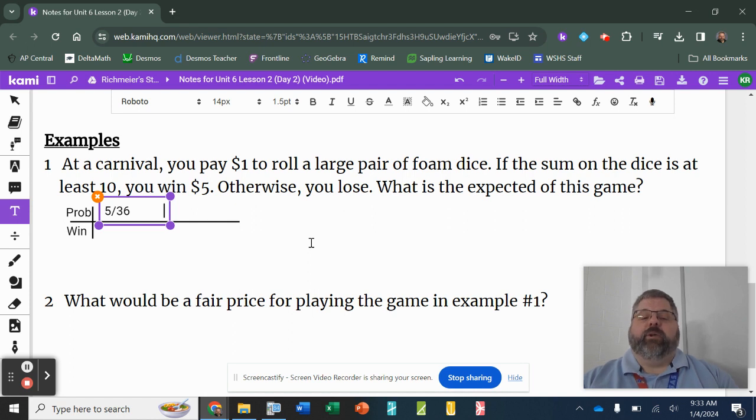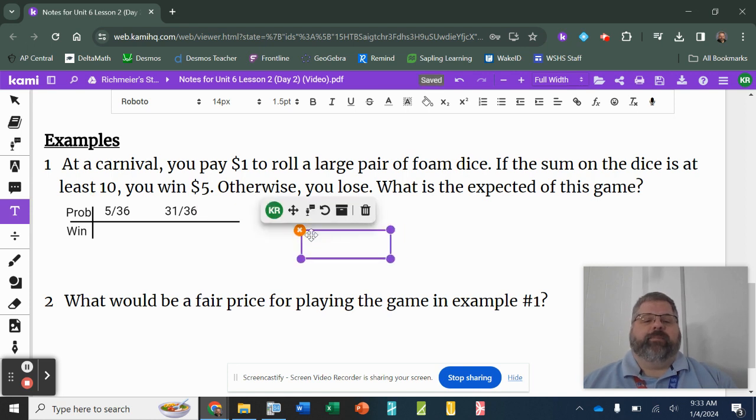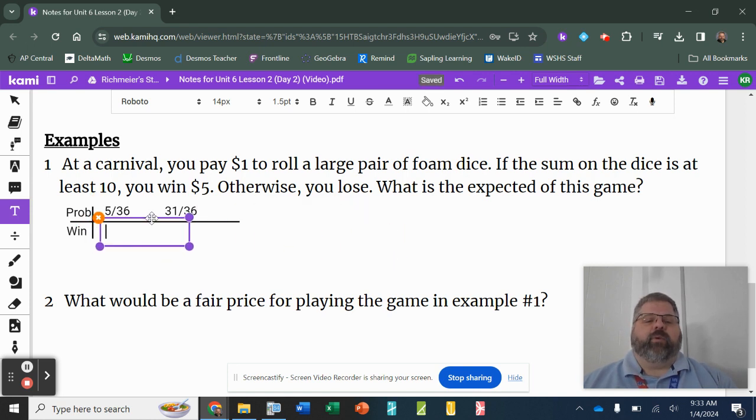Now, when it comes to losing, otherwise I'm going to lose. So this is going to be 31 out of 36, because I'm either going to win or lose. There's only 2 outcomes to this game. Now, if I win and I get a sum of at least 10, the prize is supposed to be $5, but I paid $1 to play, so I'm actually only winning $4.